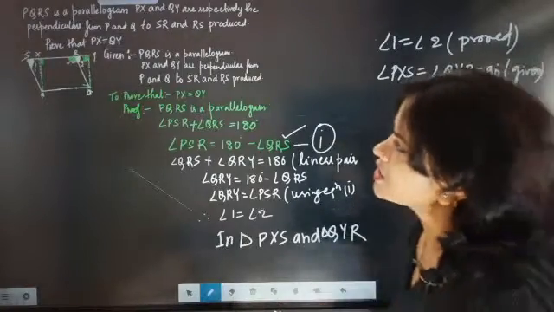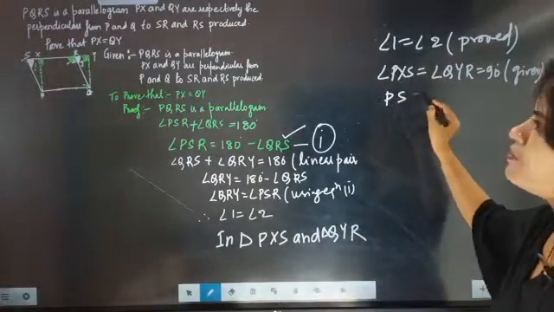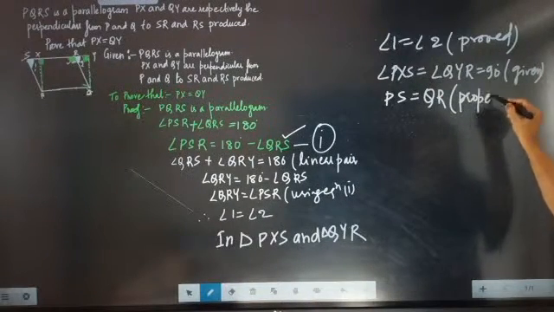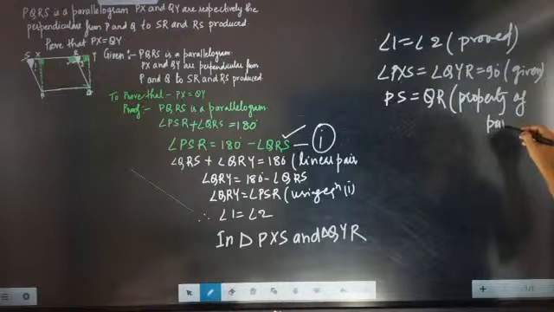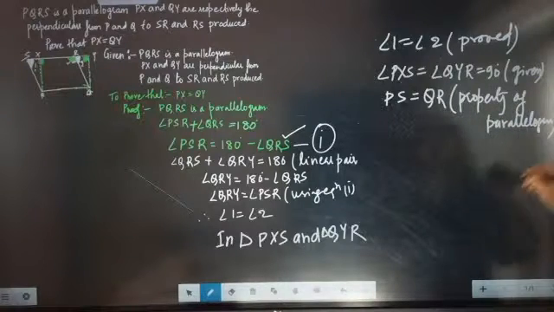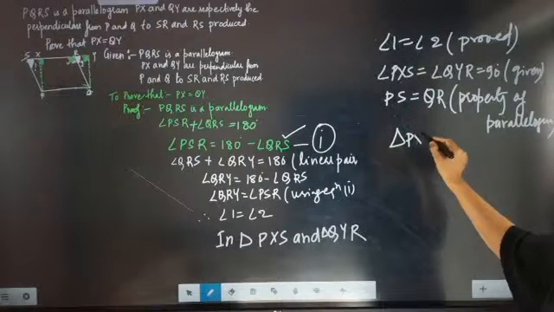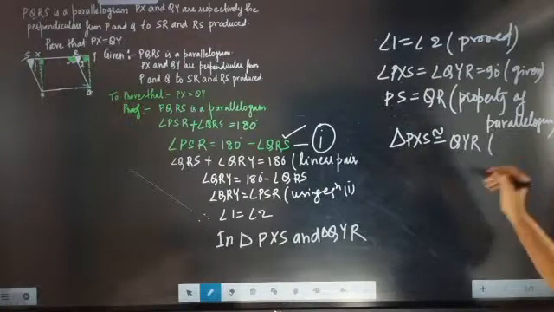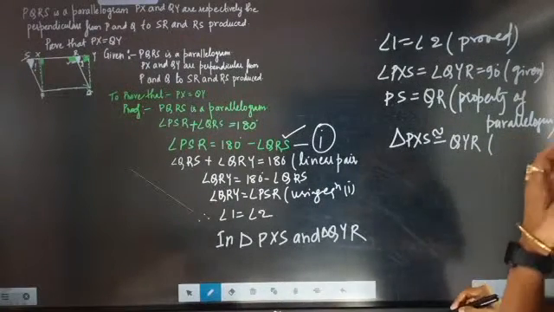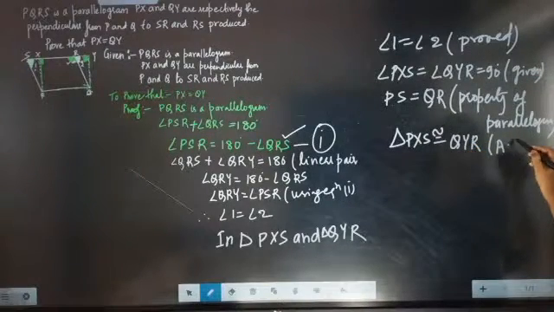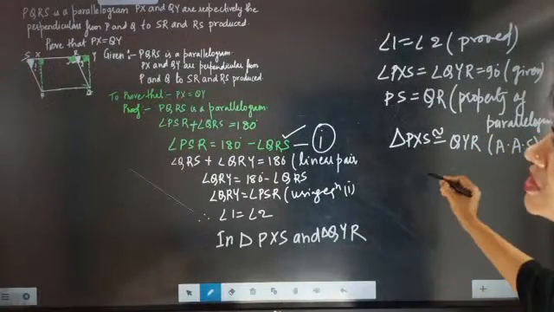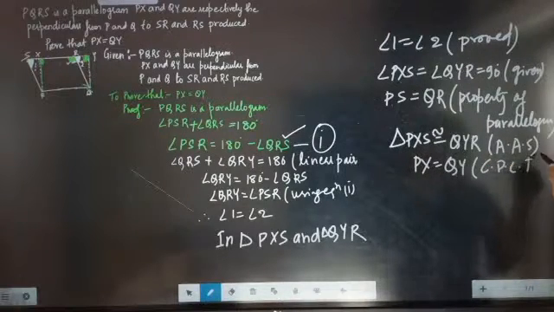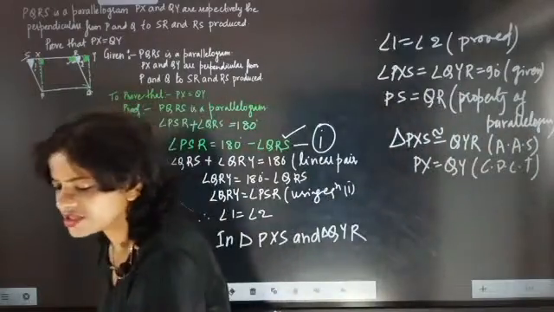Now another thing is that we know in a parallelogram opposite sides are equal. PS is equal to QR, by property of parallelogram. So we came to know that triangle PXS is congruent to triangle QYR by angle-angle-side. So by CPCT we can say PX is equal to QY by CPCT.